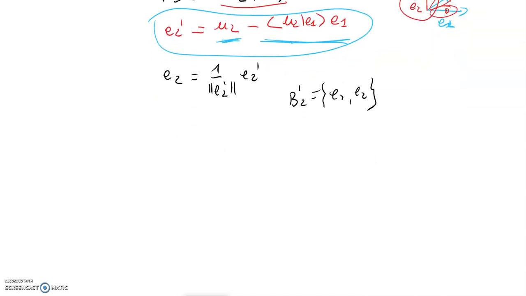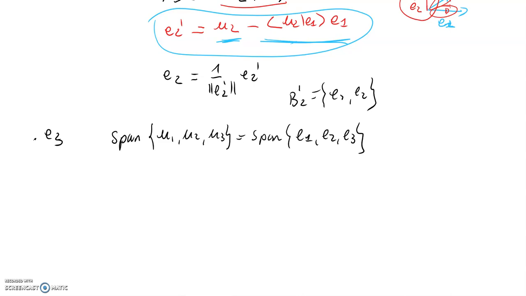Let's make a new one. Let's find E3, to be sure you have understood this process. We want E3 such that the span of u1, u2, u3 is the same as the span of E1, E2, E3. I'm going to underline what we know. We already know E1 and E2, and of course we know these ones. And we want to build the new E3.